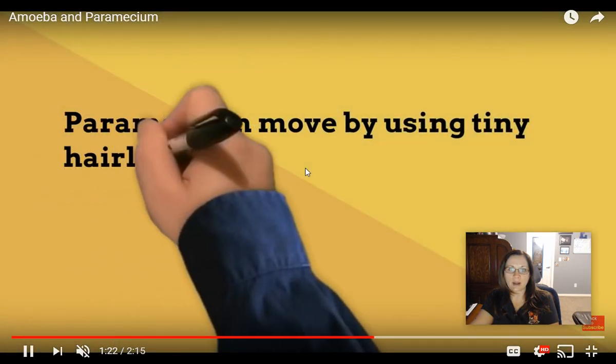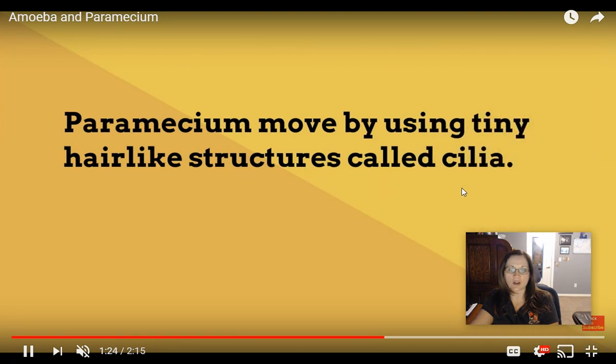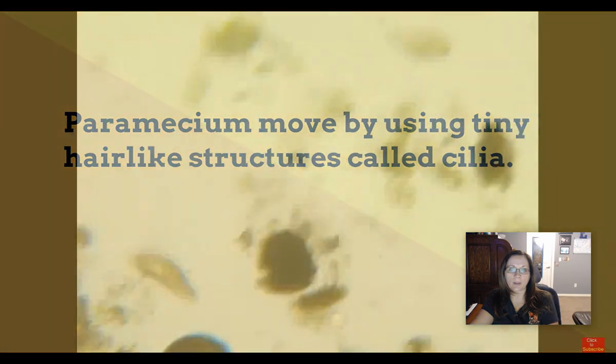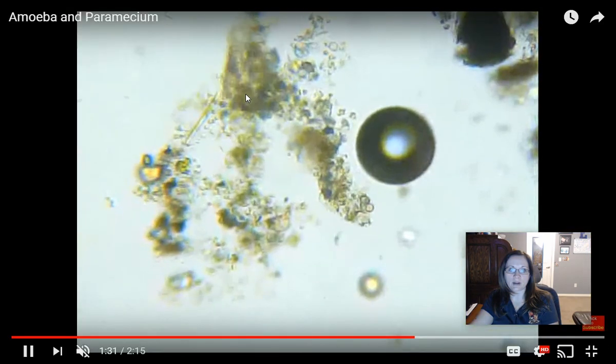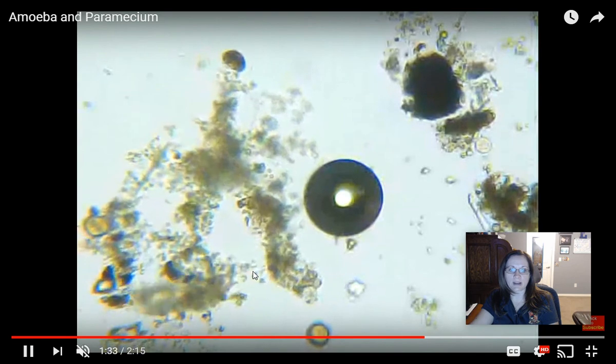So paramecium, they move by using tiny hair-like structures called cilia. And yesterday you saw those in the microscope, I hope, when you did your activity. So there is a paramecium moving all over the place. See him? He's pretty quick.